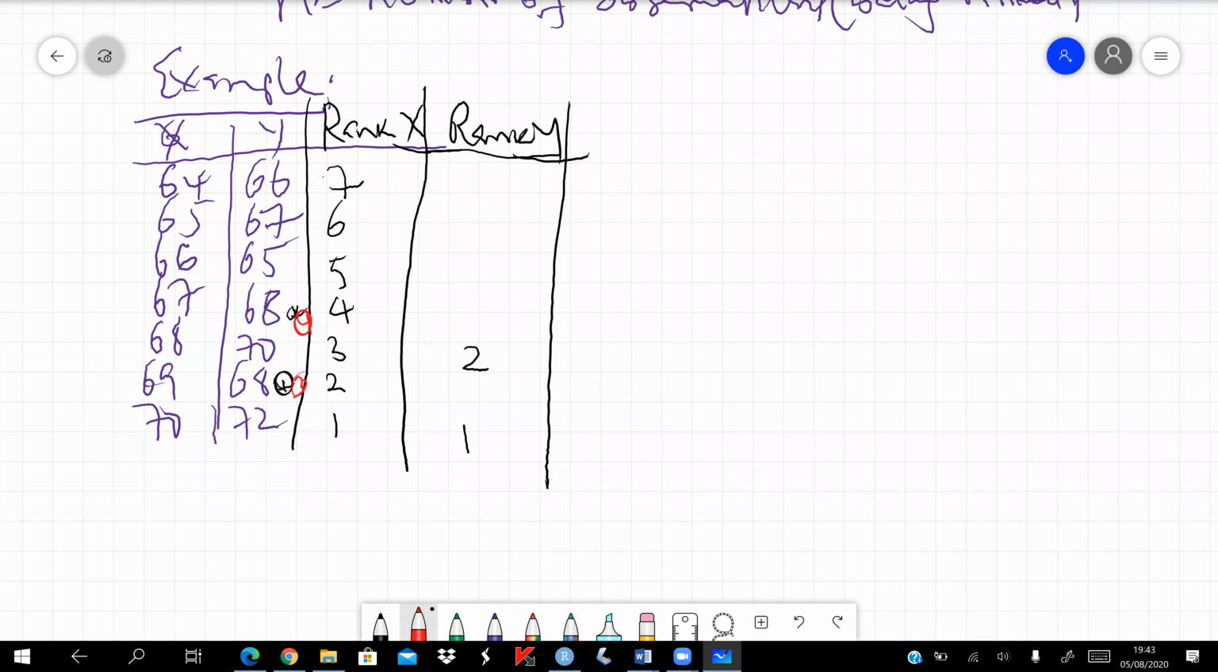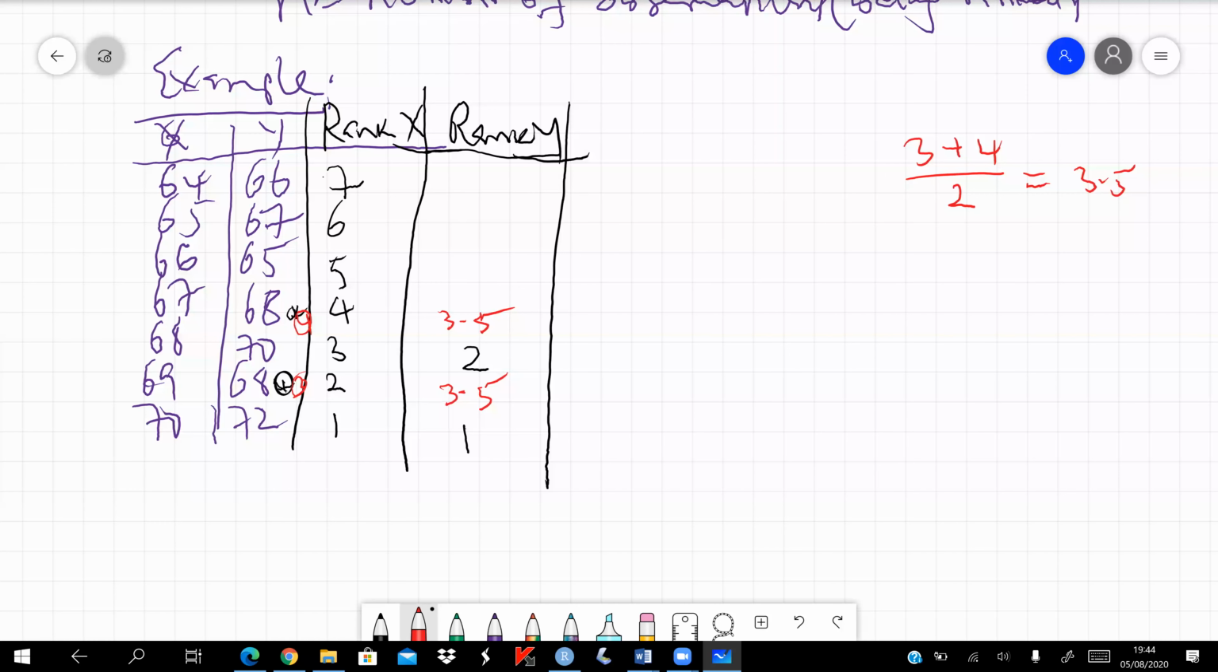If there was another 68 here, I would assume this is 3, 4, and 5, and then I would find the mean of 3, 4, and 5. In this case, I'm finding the mean of 3 and 4. So I just take 3 plus 4 over 2, which is 3.5. So the rank of these 2 people will be 3.5 and 3.5.